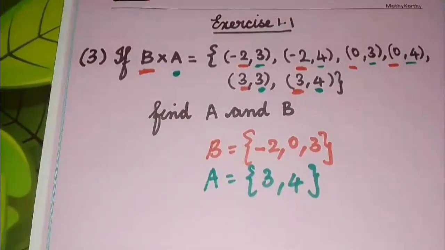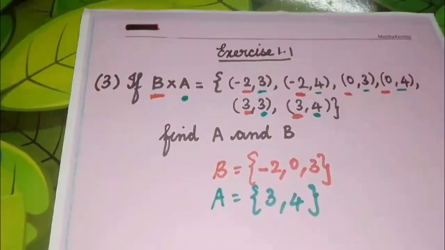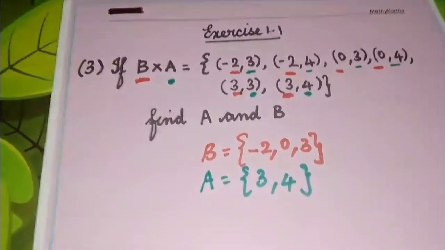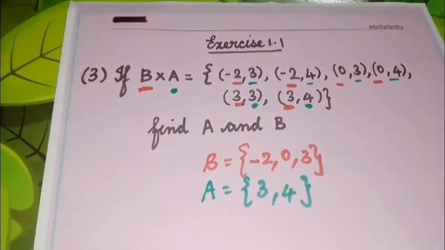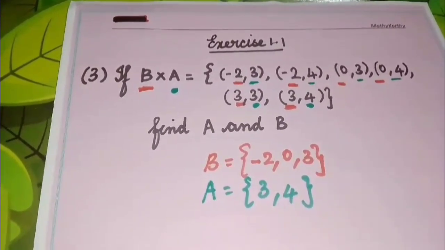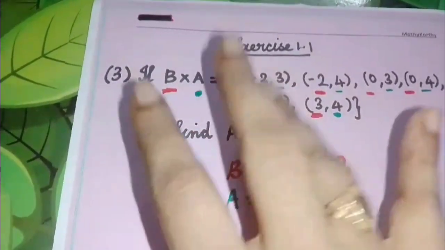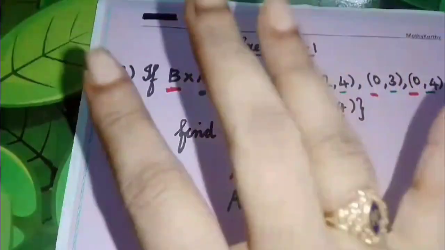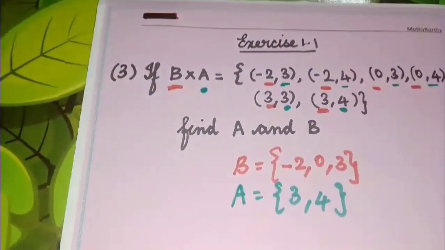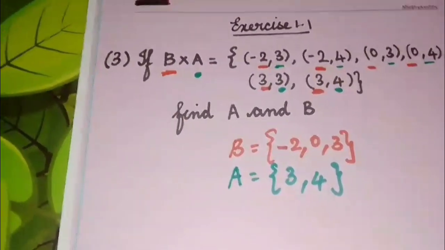This is our cute little sum. And if you find it correct, you'll get it correct. Yes. So if B cross A is given here, you have to be careful about a particular thing, that the first element belongs to the first set which is taken into account, and the second element in the ordered pair belongs to the second set which is taken into account. So thus we have found our A and B. This is our answer for the third sum.